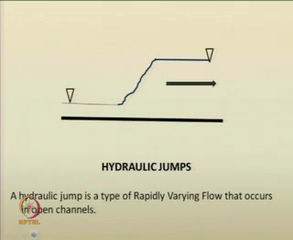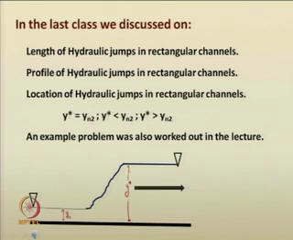So, you know we are in module 4 on hydraulic jumps. I need not repeat what is meant by hydraulic jumps and all. It is a rapidly varying flow that occurs in open channels. In the last class, we had discussed the length of the hydraulic jumps.